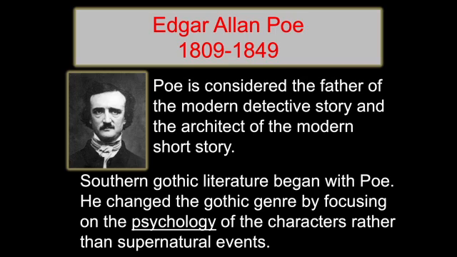So when we take a look at Edgar Allan Poe, born in 1809 and died in 1849, he's originally from Maryland, but he spent quite a bit of time in Virginia and the South. And he's considered the father of the modern detective story and the architect of the modern short story in the United States. Now, we consider Southern Gothic literature to start here with Poe. He changed the Gothic genre by focusing on the psychology of the characters rather than the supernatural events.